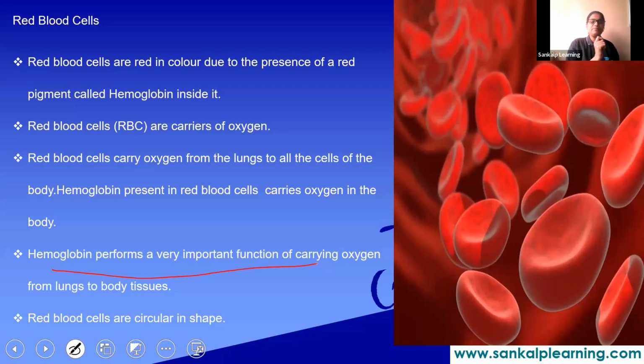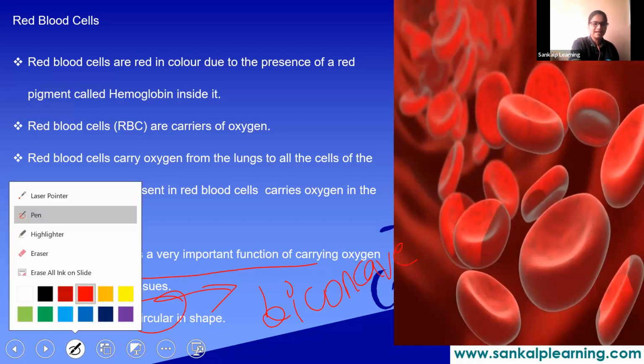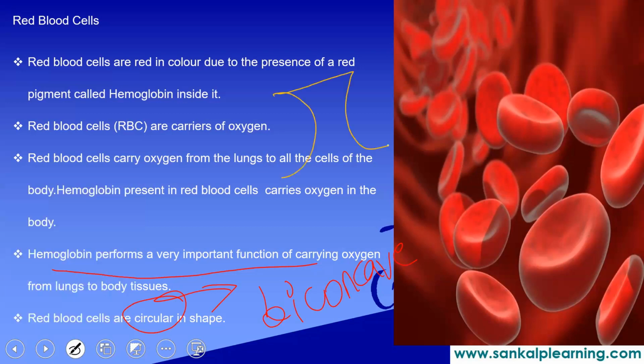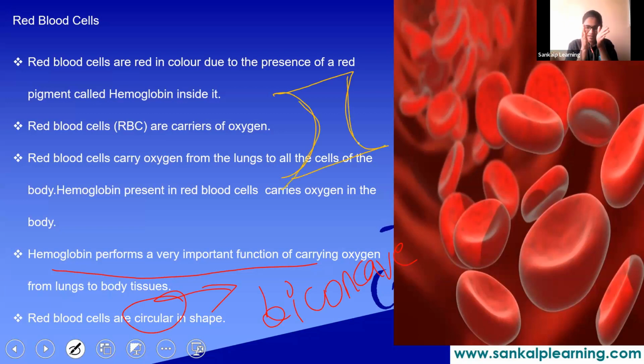Last point, red blood cells are not circular in shape. It is biconcave in shape, guys. I think you heard this term in the light chapter. Biconcave means what? The shape will be like this. So here in the middle, it will be thin. On the sides, that is on the poles, on either side, it will be wider. So red blood cells will be biconcave in shape.